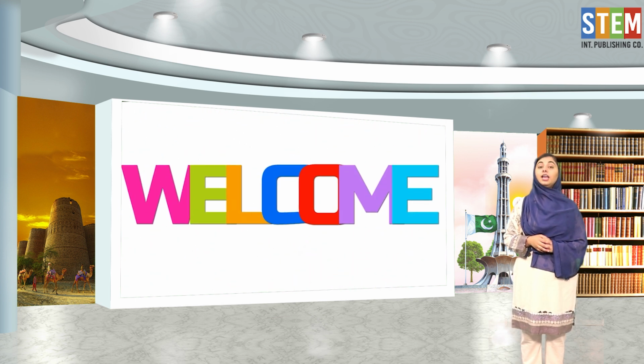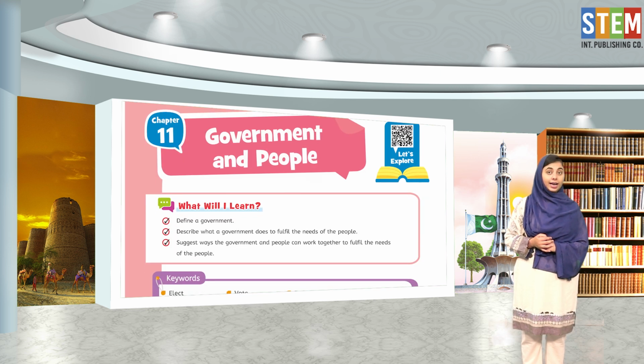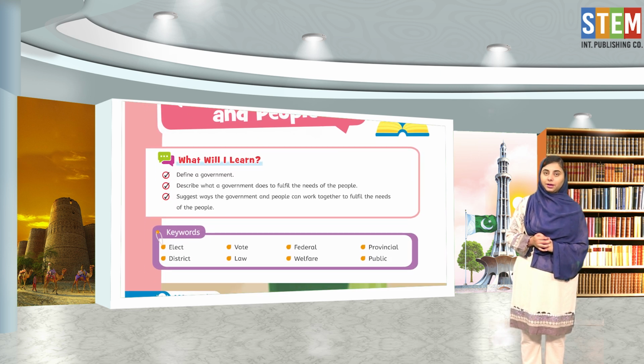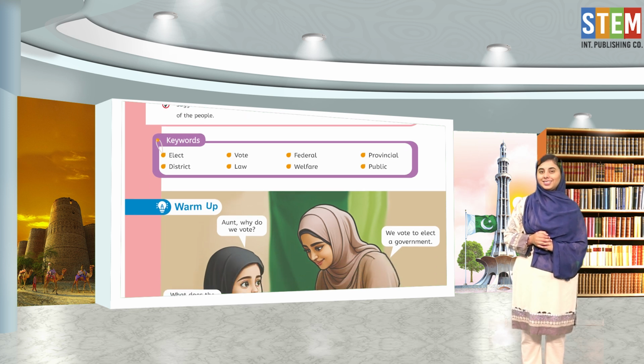This is Tahira Riaz and today we are going to solve the exercise of chapter number 11, Government and People, and the book is Social Studies class 3. So now let's start the exercise.